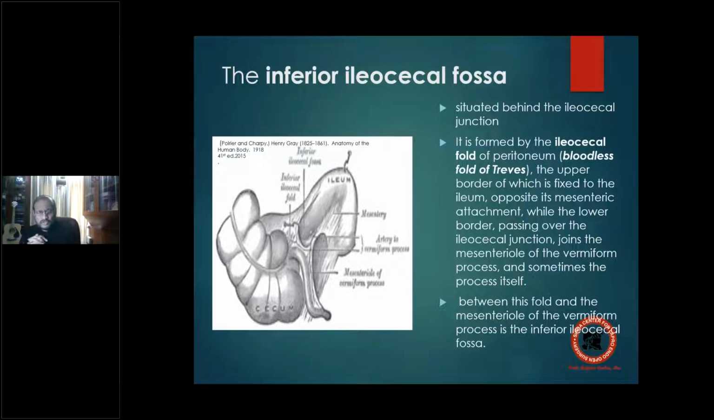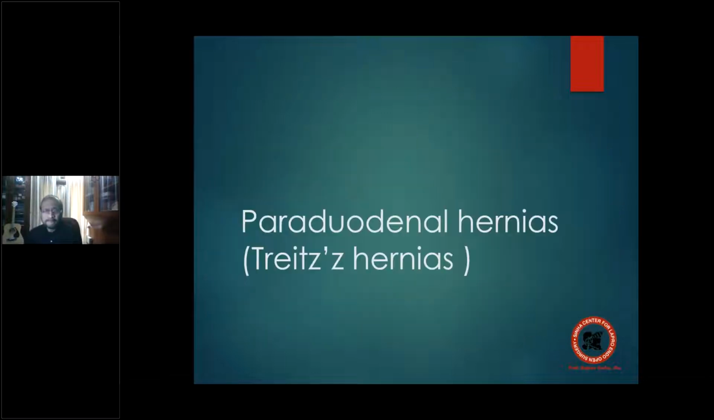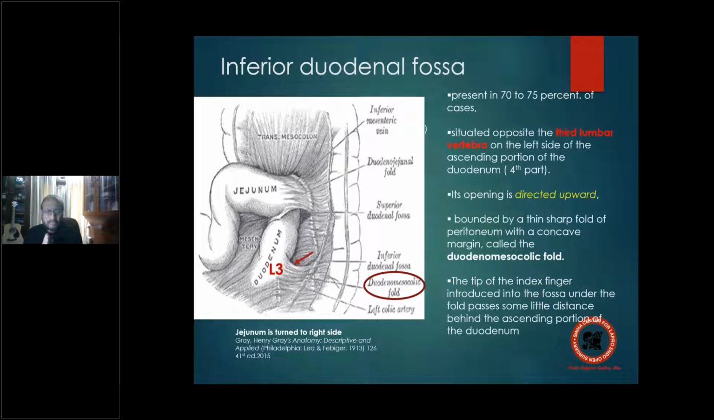Again, it could be a narrow chink or it could be deep down. So basically, if you have any entrapment in this particular fossa, it would be an inferior ileocecal fossa hernia. Now coming to the more important, these are the paraduodenal hernias, also known as the Treves hernias. Now the paraduodenal hernias are roughly 4 in number. Let's first talk about the inferior and the superior duodenal fossa.